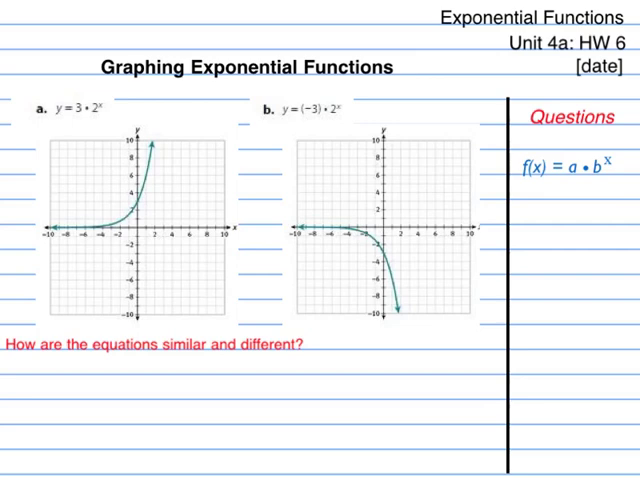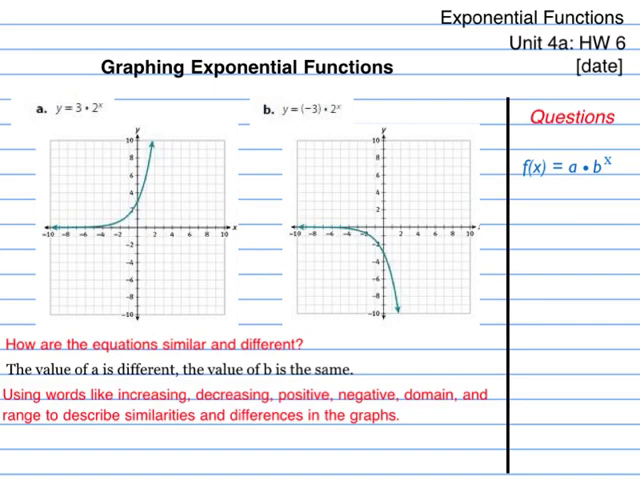So the first thing I'd like you to do is tell me how the equations are similar and different. So look at the equations, tell me how they're similar, and tell me how they're different. So we notice that the value of a is going to be different. Here 3, that's my initial amount. Here, negative 3 is my initial amount. Now the value of b is the same. So this is 2 and 2. We know that the value of b tells me whether it's growth or decay. Since 2 is greater than 1, we know that this is going to be growth.